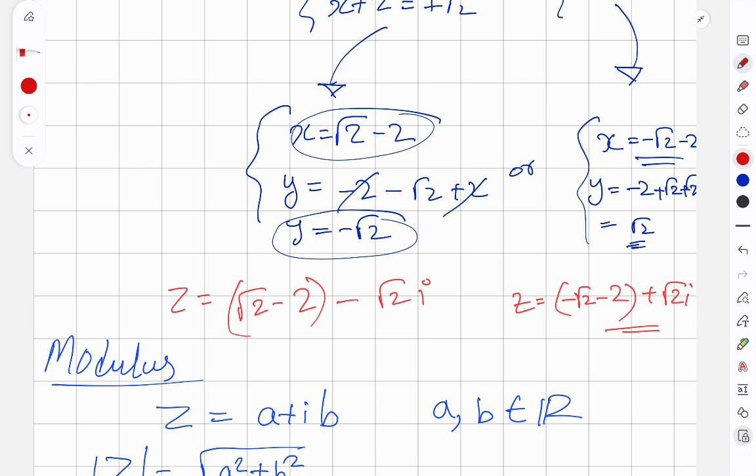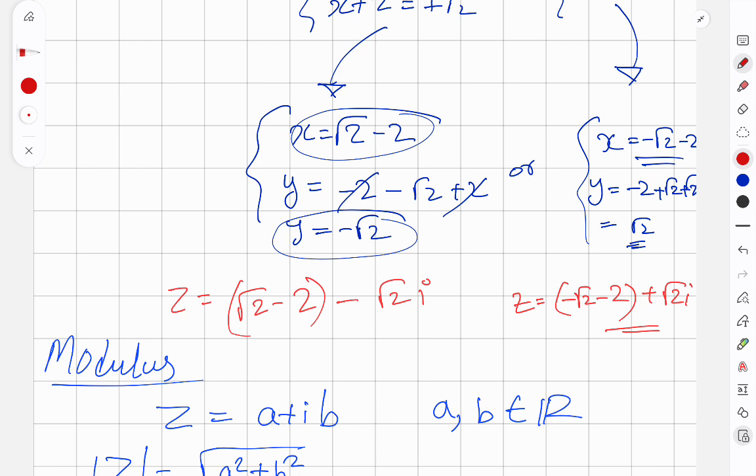You just solved this part. As I said, a plus or minus ib equal to 0 means a must be equal to 0, b must be equal to 0. There's always a direct way like doing this.